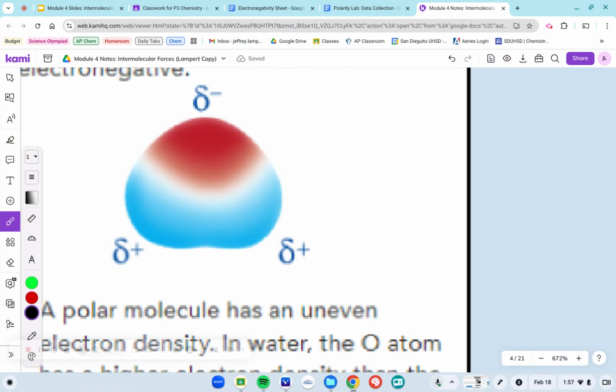Well, so the molecule itself is neutral, right? Water is a neutral molecule. But inside that neutral molecule, it has one negative end and one positive end. Does that make sense? All right, other questions?